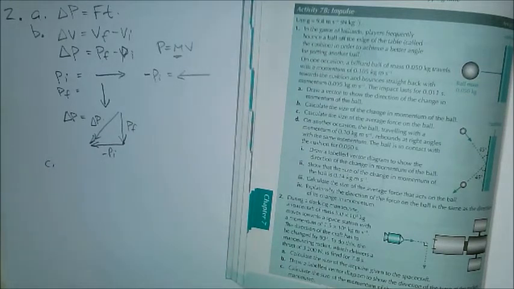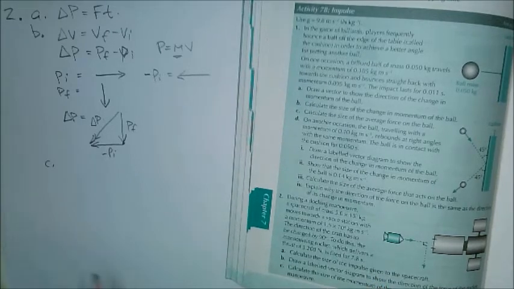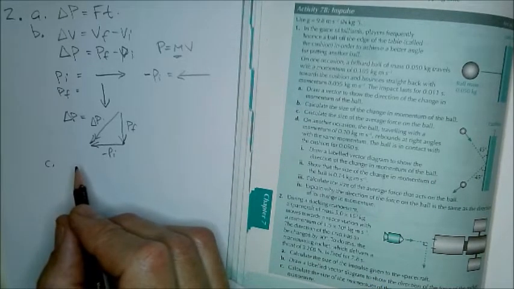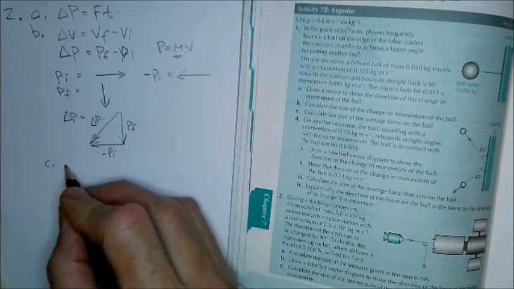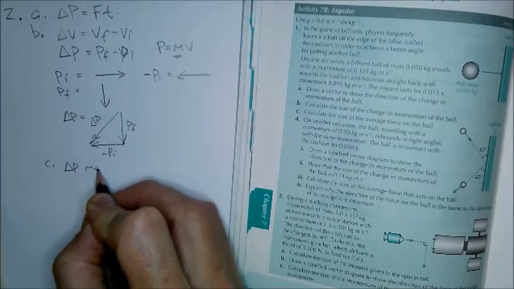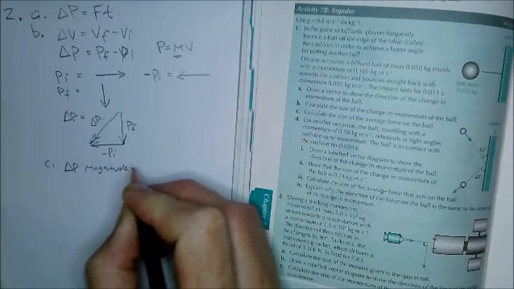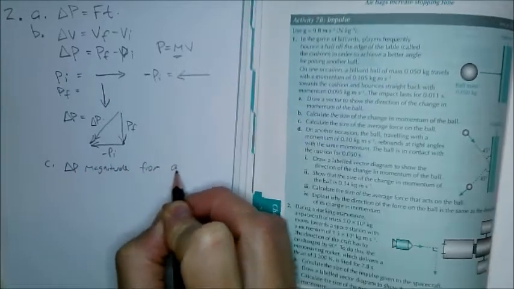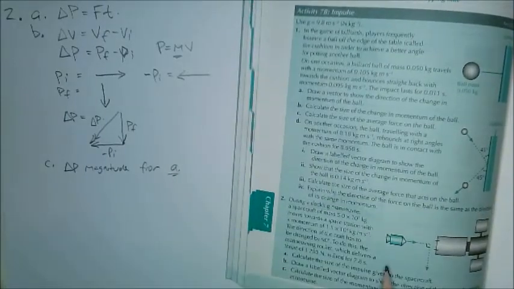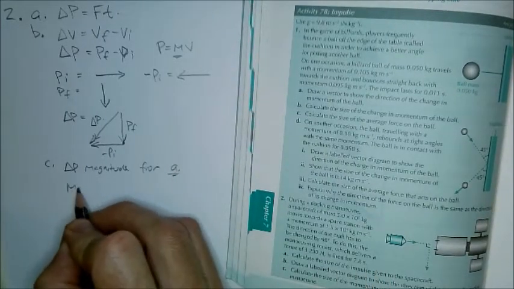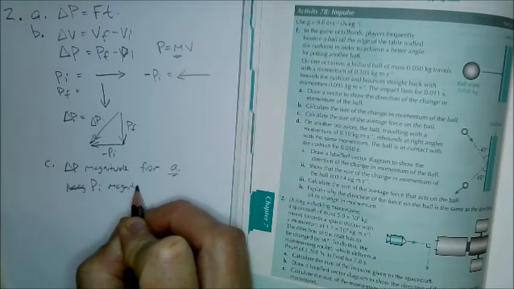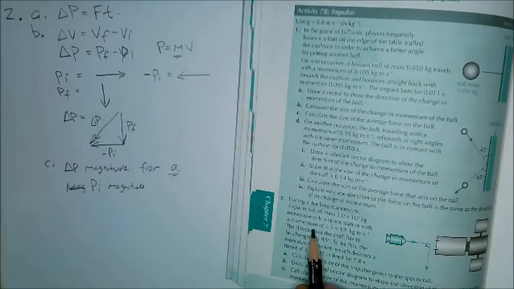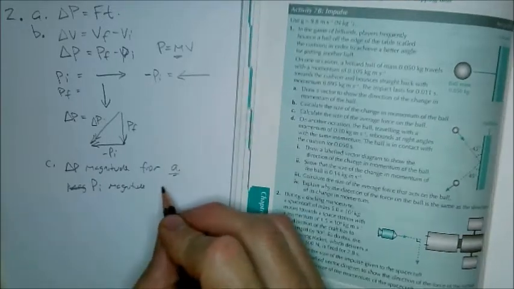Calculate the size of the momentum of the spacecraft at the end of the maneuver. Okay, so this time, what we've got to know is that delta P, we've been given an impulse force. So delta P magnitude comes from part A. Okay, and we know the magnitude, so Pi magnitude was given to us, 1.5 times 10 to the 4.